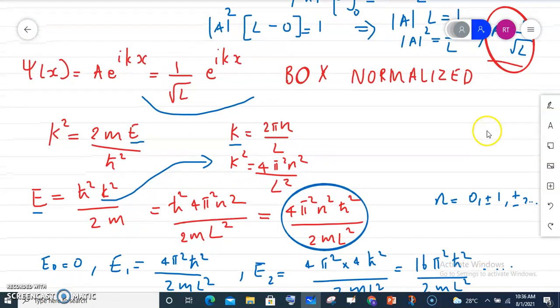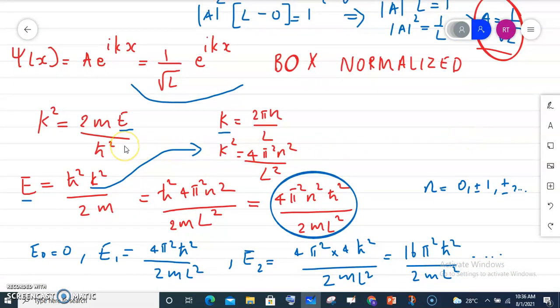Now, in this case, let us analyze how the energy eigenvalues get varied. So this is going to be the eigenfunction. When we formulated the Schrodinger equation, we already assigned k square is equal to 2mE by h cut square, and from this E is equal to h cut square k square by 2m, and k is taken from the periodic boundary condition k is equal to 2 pi n by L. So k square is equal to 4 pi square n square by L square. Apply it in the value of E.